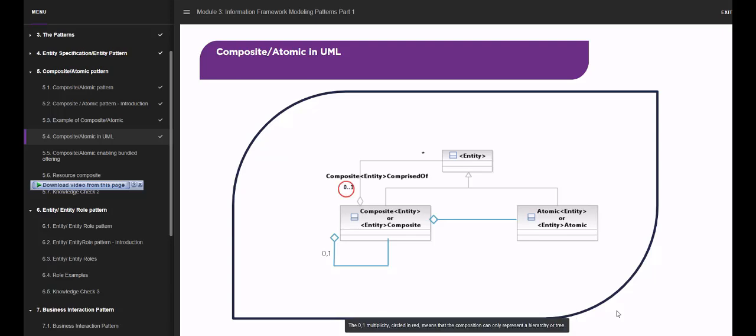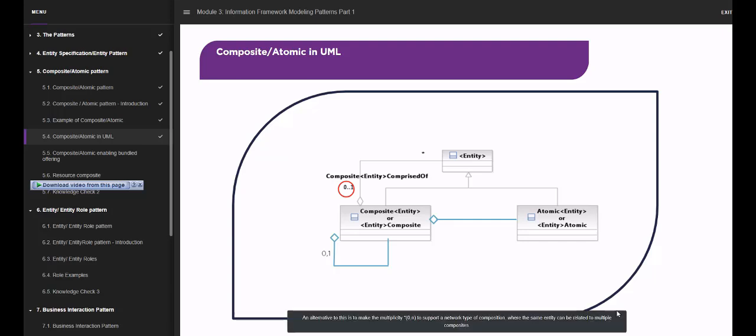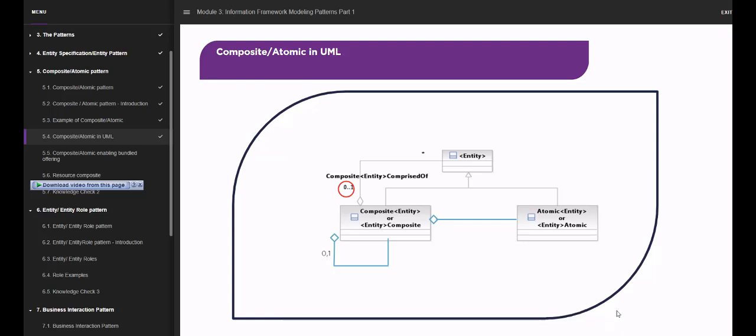The 0,1 multiplicity circled in red means that the composition can only represent a hierarchy or tree. An alternative to this is to make the multiplicity star 0,n to support a network type of composition where the same entity can be related to multiple composites.